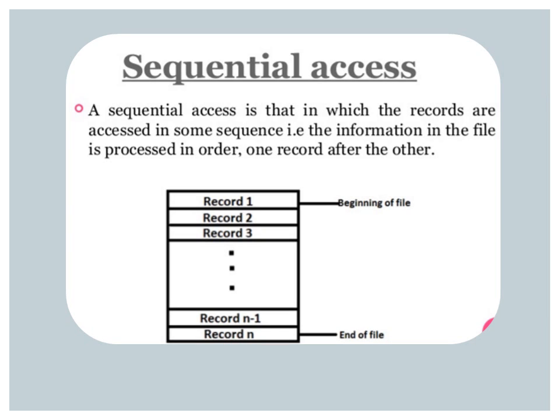Now see sequential access. Sequential access is that in which the records are accessed in some sequence, that is, the information in the file is processed in order, one record after the other. Now see in a diagram: record 1, then record 2, 3, record n minus 1, record n. The end of the file is at record n and the beginning of the file at record 1. So as I told, if you want to access record number 5, then the first 4 records you have to compulsorily access or read. So this is how sequential access takes place.